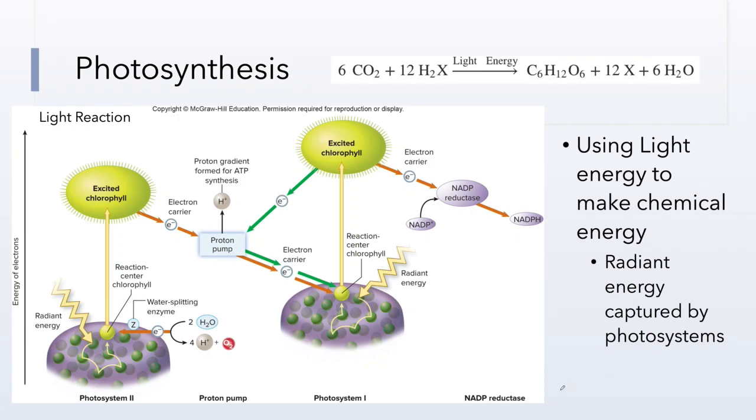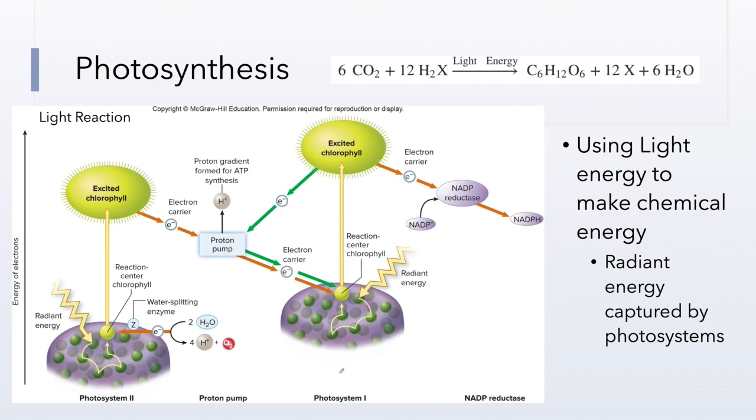Hello, and welcome to the last part, I believe 6 or 7, of Chapter 6 on microbial metabolism. Here we're just going to cover some of the basics of photosynthesis. In photosynthesis, we are converting light energy into chemical energy. Light energy is a form of radiant energy that is captured by structures within photosynthetic organisms called photosystems.